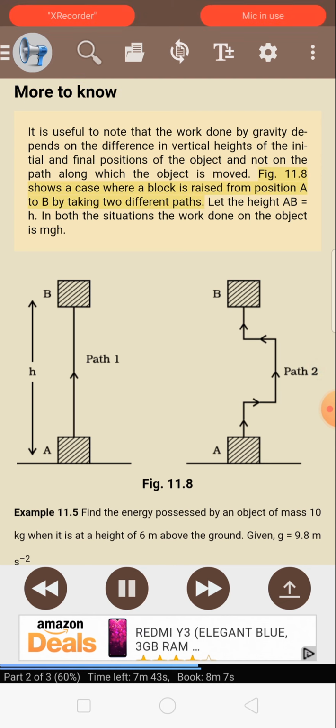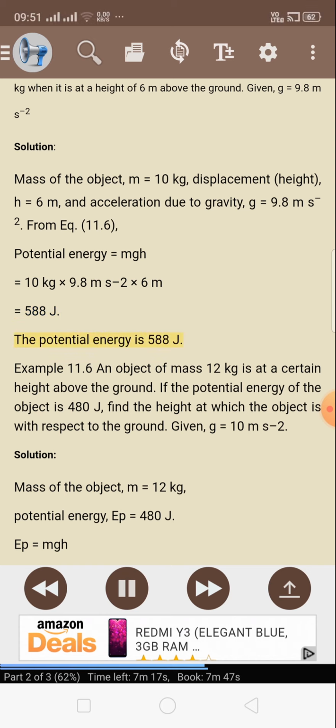Example 11.5. Find the energy possessed by an object of mass 10 kilograms when it is at a height of 6 meters above the ground. Given g equals 9.8 m/s². Solution. Mass of the object m equals 10 kilograms, displacement height h equals 6 meters, and acceleration due to gravity g equals 9.8 m/s². From equation 11.6, potential energy equals mgh, equals 10 kilograms times 9.8 m/s² times 6 meters, equals 588 J. The potential energy is 588 J.